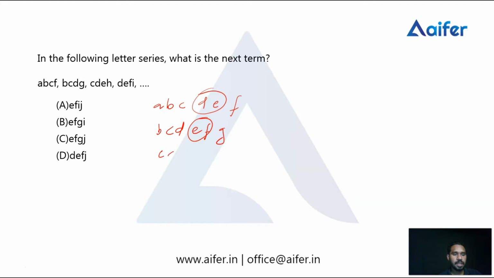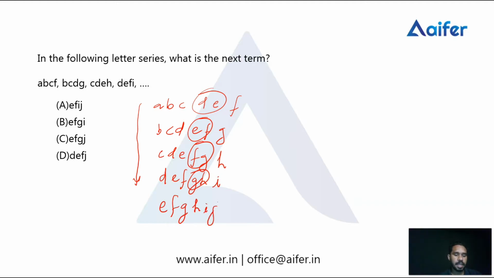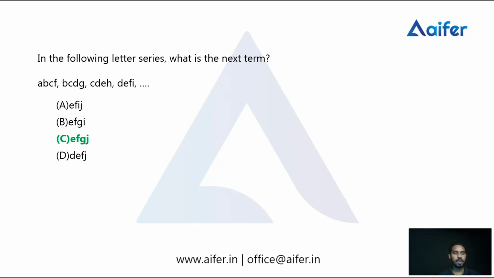And third one, C, D, E, F, G, H. This F, G is missing. D, E, F, G, H, I. This G, H is missing. And the series starts with A, B, C, D. So next time it starts with E, F, G, H, I, J. So this H, I should be missing. So the answer is E, F, G, J. So our option is option C.